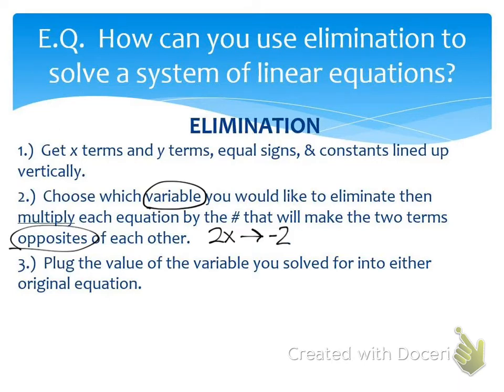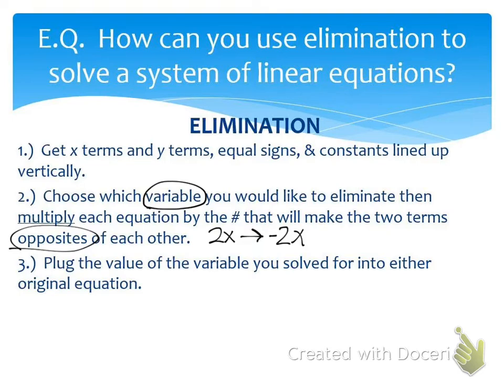Negative 2x. So the only way that I'm going to be able to eliminate the x terms is if one of them is positive and one of them is negative. The only way I'm going to be able to eliminate the x term is if they both have the same coefficient. So do you see how they both have a coefficient of 2, but one is positive and one is negative? All right, and that is the key to elimination.